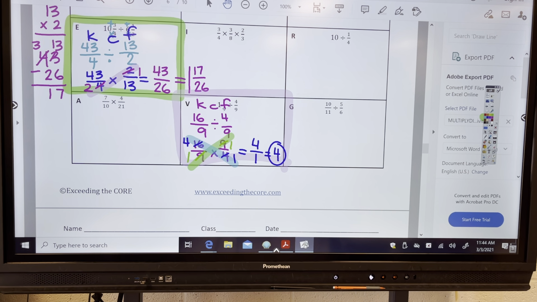All right. The rest of this sheet is multiplying fractions, okay? The other side is multiplying and dividing, okay?